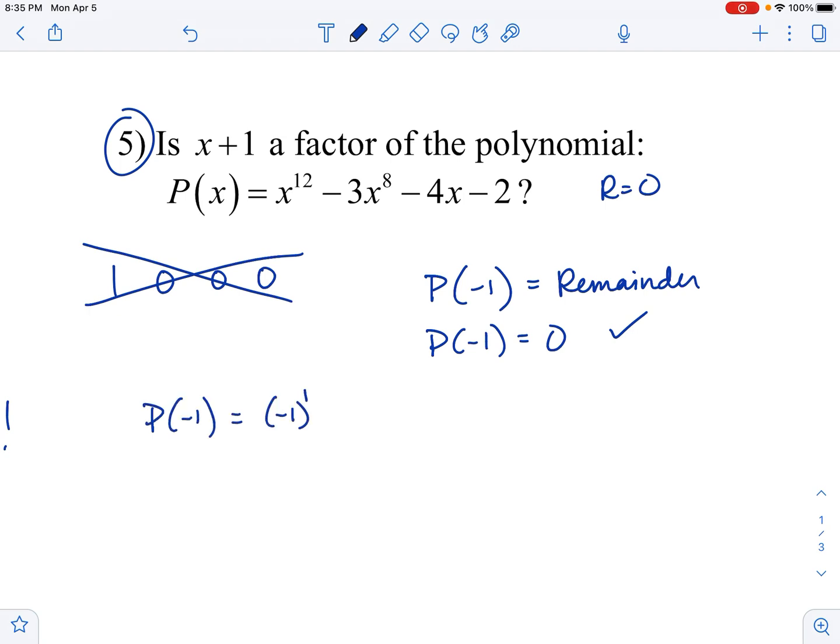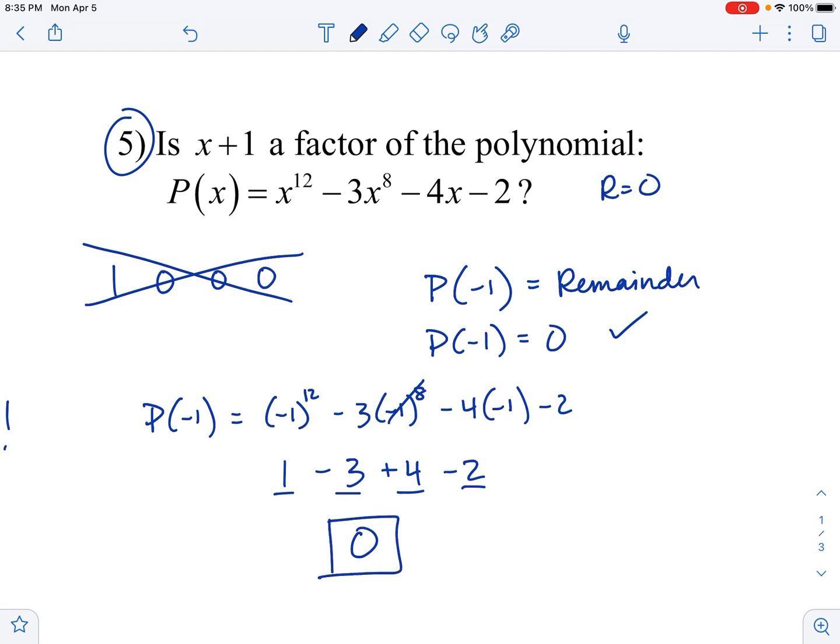That's going to give me -1 to the 12th minus 3 times -1 to the 8th minus 4 times -1 minus 2. This is going to give me 1. That's a positive 1, so I get minus 3. That becomes a plus 4. This is a minus 2. Let's see. I have 1 and 4 is 5. Minus 3 and 2 is 5. That does give me 0. That means my remainder is going to be 0. So my answer to this question is going to be yes. That is, in fact, a factor.